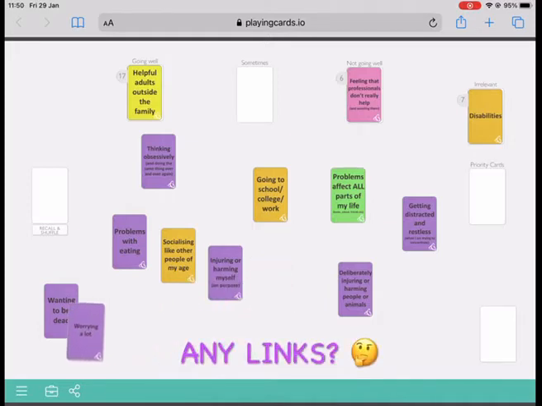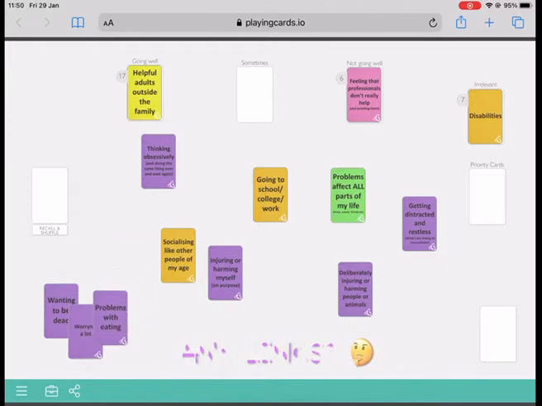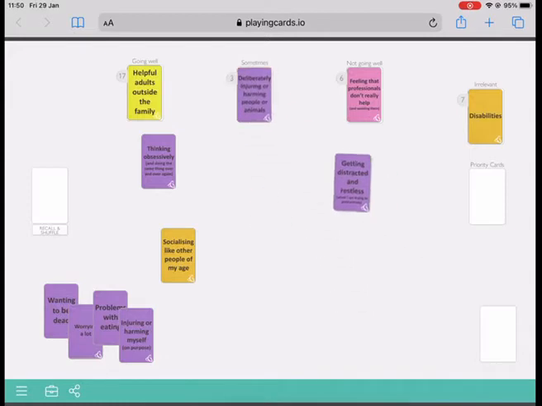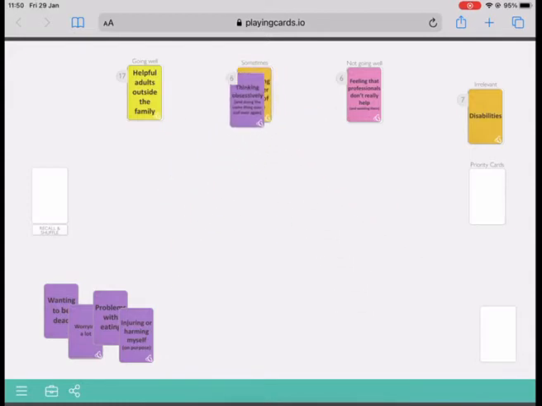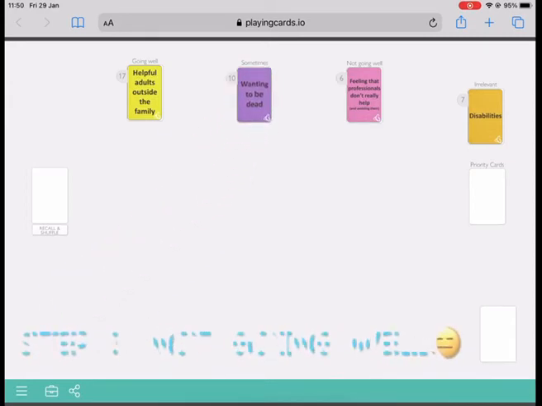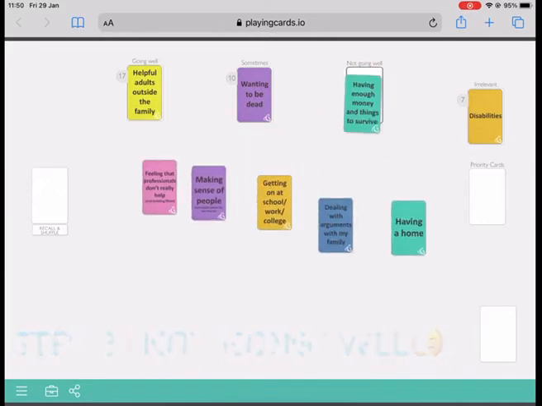Once again, get them to link the things that go together so that you can gain a deeper understanding as to what things affect each other. This particular young person has linked wanting to be dead with worrying a lot, so this gives you an indication into the types of things that could lead them to that behaviour. Now that you've spoken through the first 2 piles, going well and sometimes, you're going to do the exact same thing for the not going well pile. Get the young person to explain the reason as to why each card belongs there.